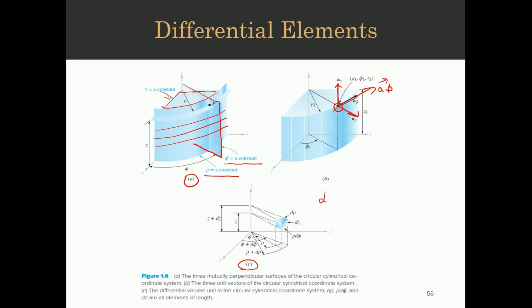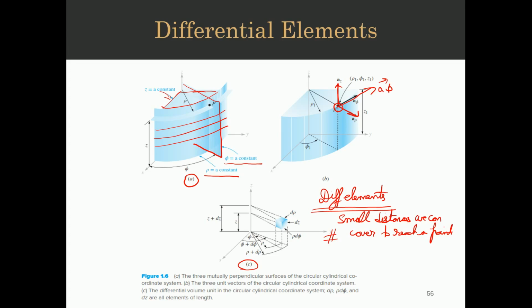This is talking about the differential elements in the cylindrical coordinate system. Previously we mentioned differential elements, which meant how many small steps or small distances we can cover to reach a point. Now we are talking about the same thing but in the context of the cylindrical system. How do we go about this, or understand the values associated with it?